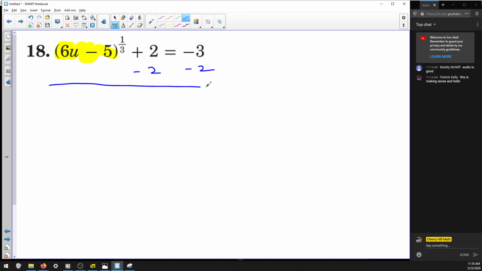6u minus 5 being raised to the 1/3 power. This will cancel, so I'm not going to write that anymore. And on the other side, it says negative 3 minus 2, which is negative 5. So here's where you have to be careful. I'm going to go back to the previous one. I want to refer to it again.